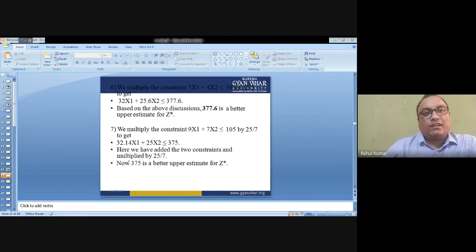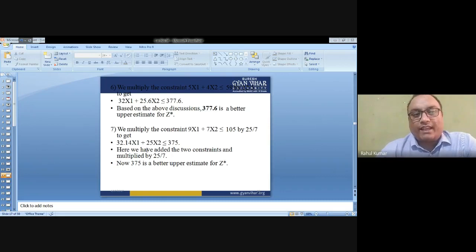And if we put 32 by 5 here, then you will get 377.6. And if we multiply it by 25 by 7, you will get a value of 375, right? So now 375 is the better estimate for Z star. These values are always changing depending on the constants. So this is the sensitivity analysis.